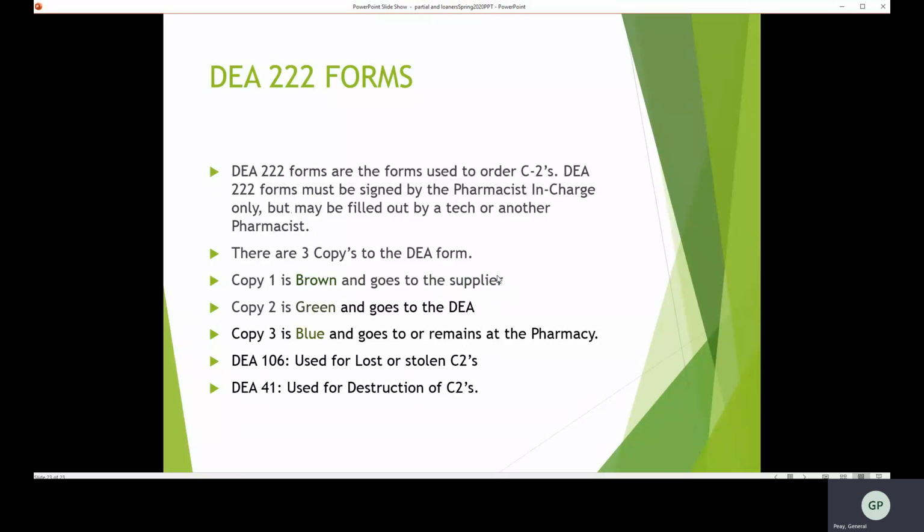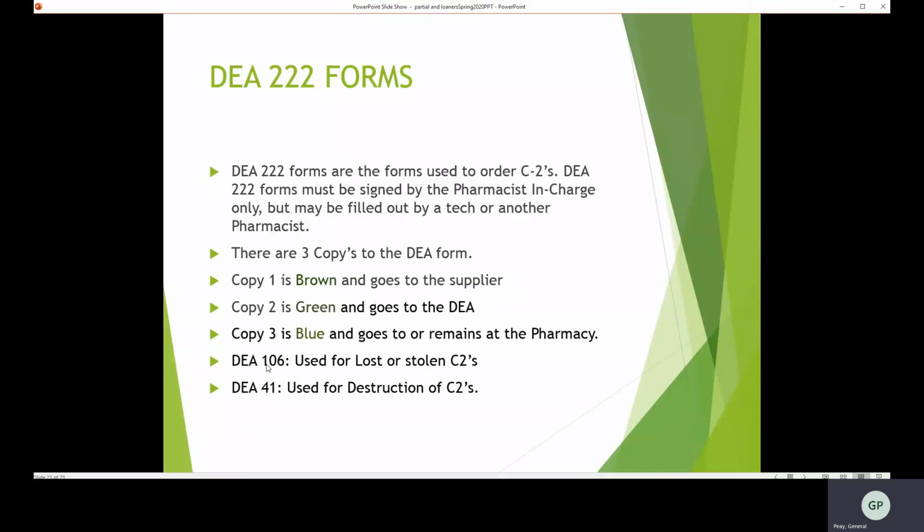When the warehouse gets your order, so this is the company that's going to actually ship you the meds, they keep the brown copy, and what's left is the green copy. They're going to fill out what they send you, and once it's completed, they're going to send the green copy to the DEA, and the DEA keeps the green copy. So be familiar with the colors and where they actually go.